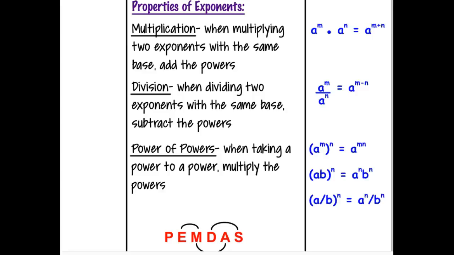So very similar for the division, we're going to do a to the n over b to the n. So you're basically sharing that exponent to a and b at this time.